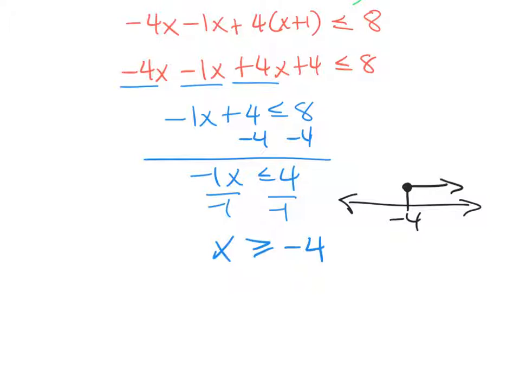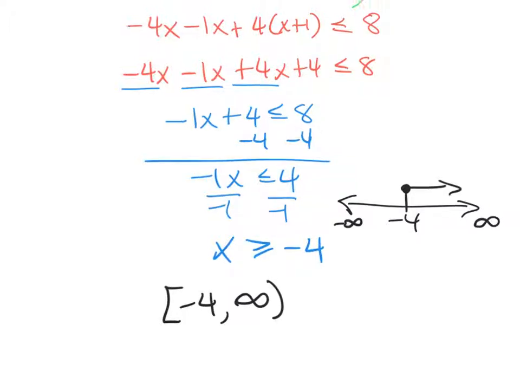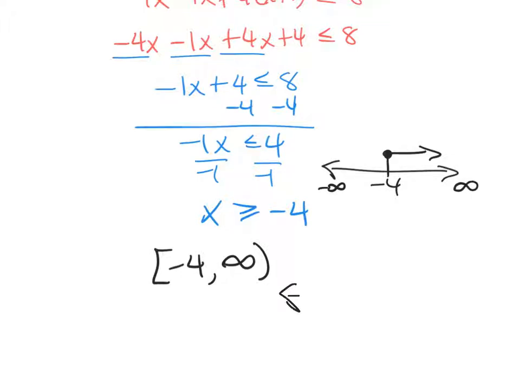It's a greater than, so the number goes first, because remember we're going towards infinity. It has a bracket because it's greater than or equal to, and the infinity gets a parenthesis. So graph the new way: instead of the closed circle, you're going to put a bracket and point it to the right.